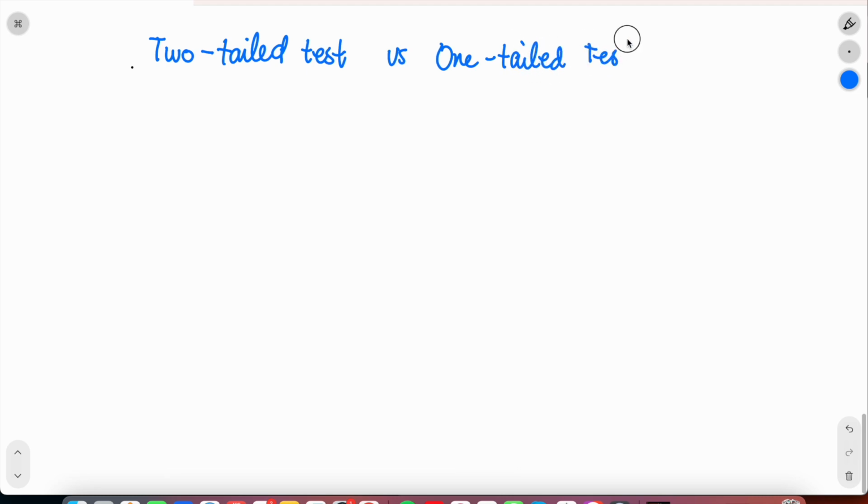So in hypothesis testing, there are two types of tests. We have a two-tailed test versus a one-tailed test. It is a two-tailed test if the alternative hypothesis looks something like this.